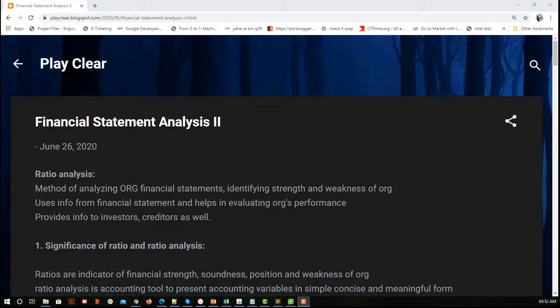In the first part of financial statement analysis, we have seen the introduction, the techniques, the categories, objectives, functions, and scope of statement analysis. In that, one of the major techniques was ratio analysis.